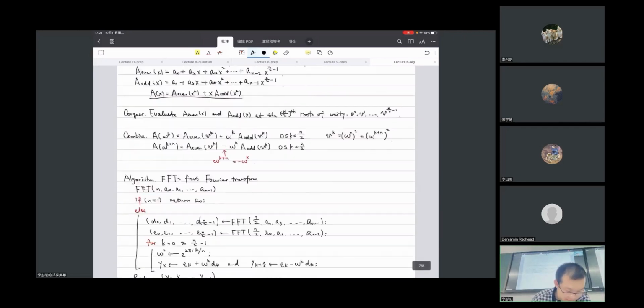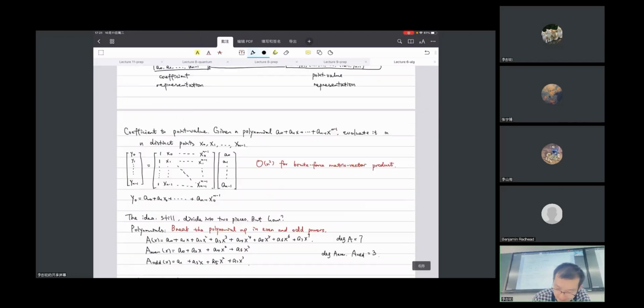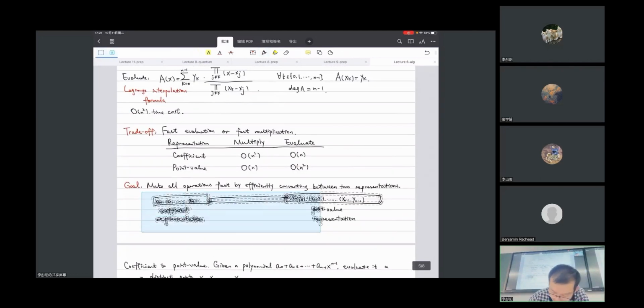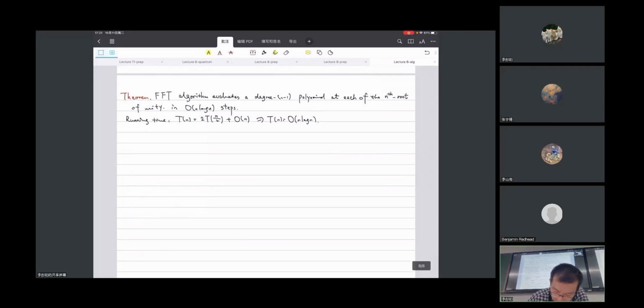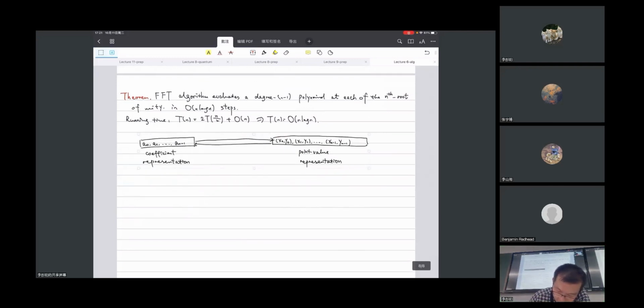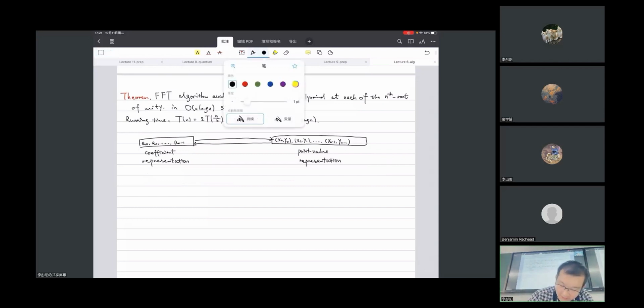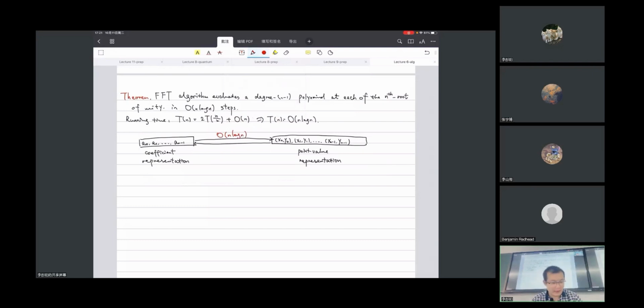So let me recall that we drew this. This is saying that we have gotten an efficient algorithm from a coefficient representation to a point value representation. So for this direction, it is O(n log n). And the inverse of the fast Fourier transform is the other direction, and I'm going to introduce it in a minute.